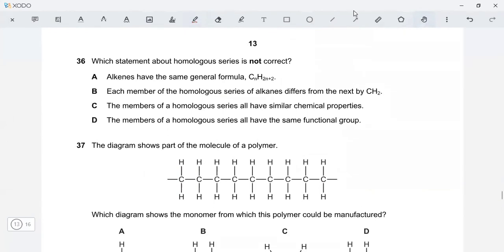36, which statement about homologous series is not correct? Option A, alkene have the same general formula CnH2n. From the first statement itself, we can get the answer, because this formula is for alkane. Alkene formula is supposed to be CnH2n only. So which is not a correct statement? Alkane have the same general formula CnH2n. So option A will be the right answer. For the rest, there is no need to read, because we already got the answer here. No need to waste the time.